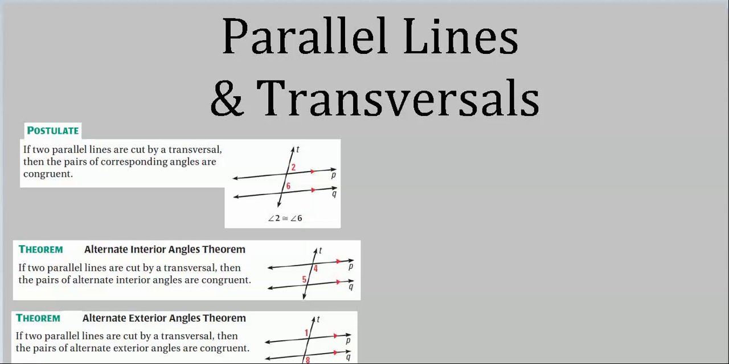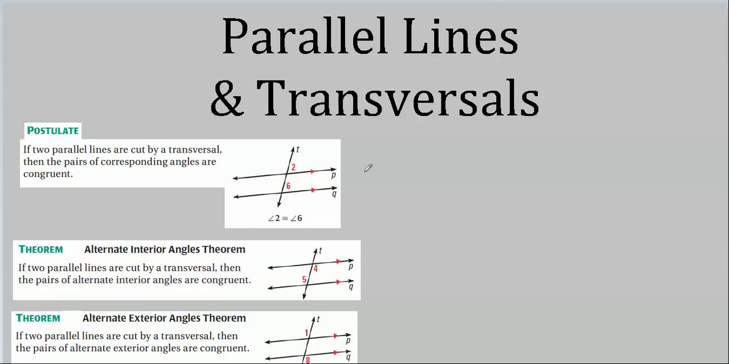Last time we learned all the definitions, the labels, the names for these various pairs of angles that we get when we cut two parallel lines with a transversal. We create 8 angles, 4 pairs. We learned the names for all those pairs last time.